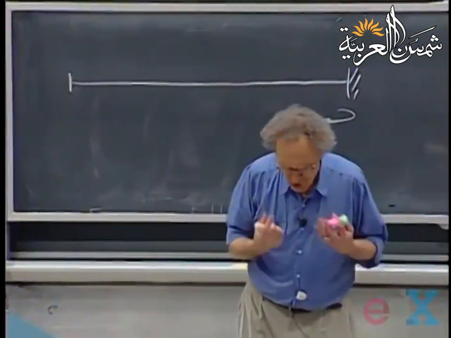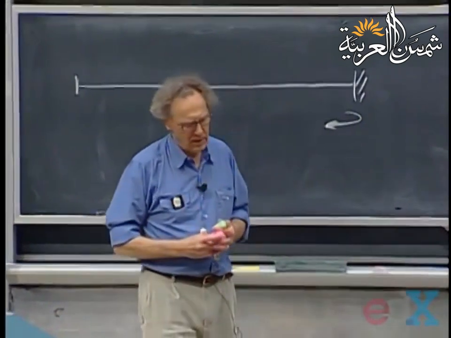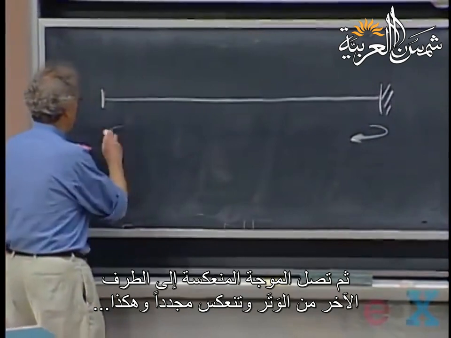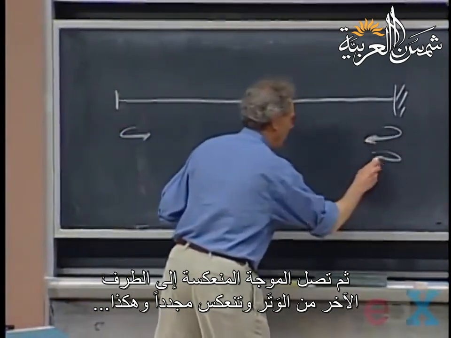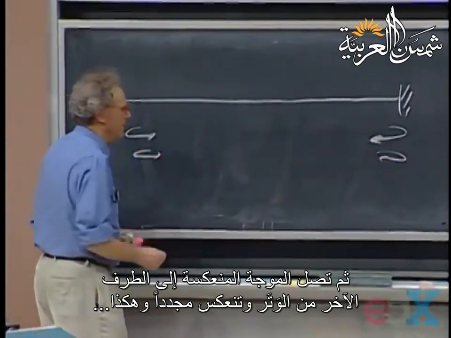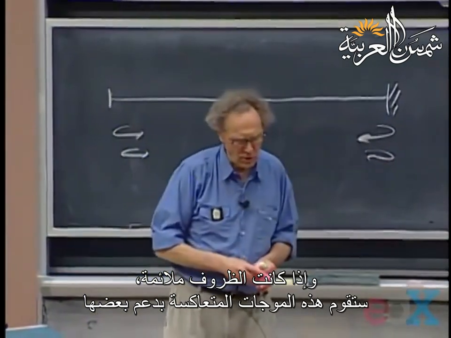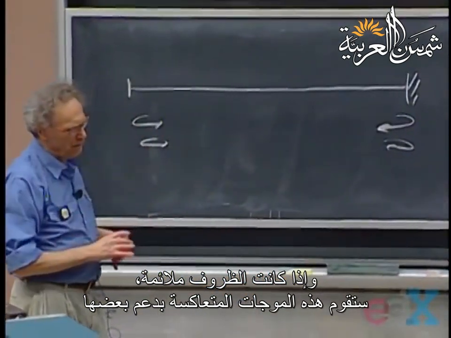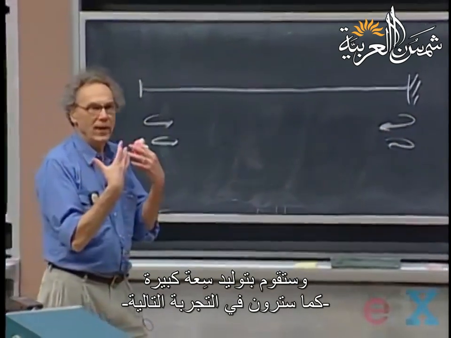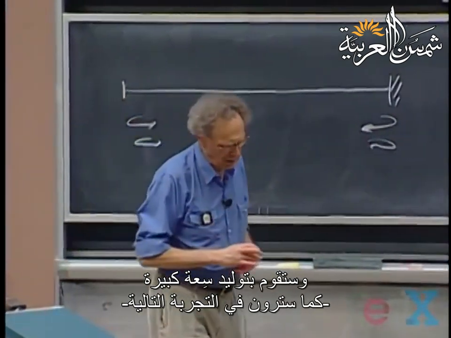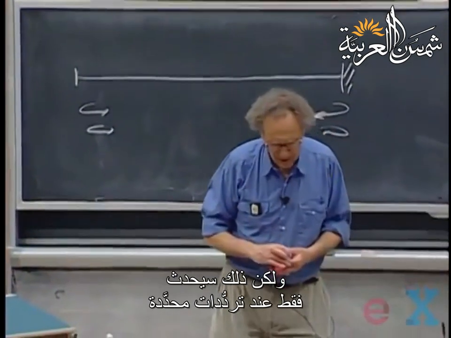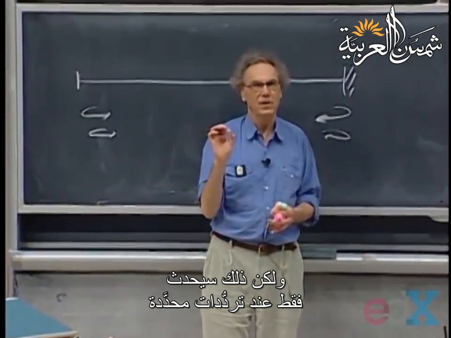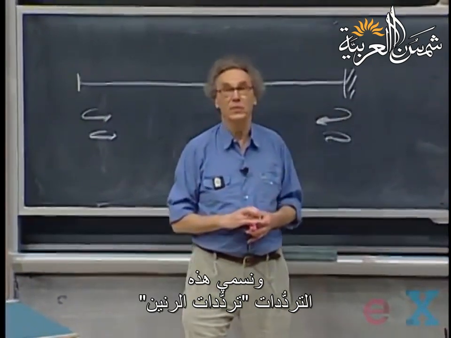And if the conditions are just right, then these reflective waves, this one will reflect. When it arrives here, it will reflect again. It goes back again, and it will continue to reflect. So if the conditions are just right, then these reflective waves will support each other, and they will generate a large amplitude, as I will demonstrate to you. But that's only the case for very specific frequencies, and we call those resonance frequencies.